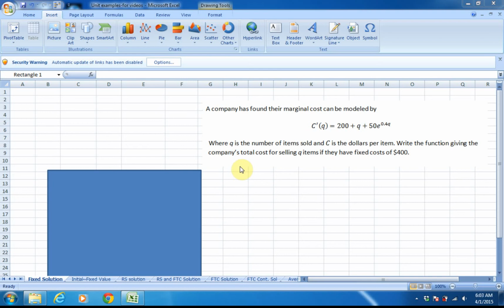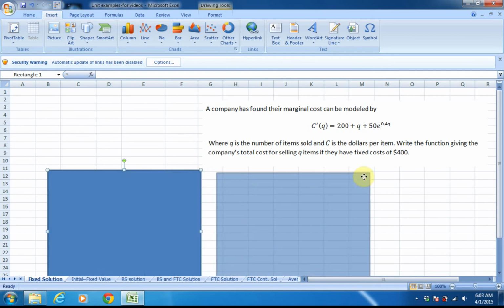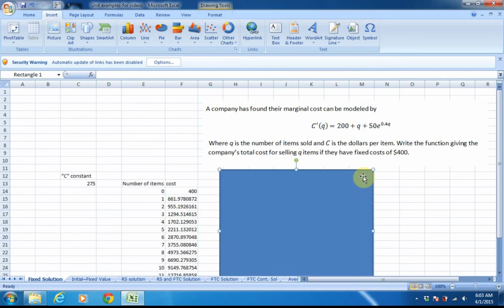All right, so hopefully you're coming back, and at this point you've anti-differentiated C prime of Q, and you have the antiderivative there, and more than likely you have a big plus C at the end of it. So I want to show you a couple of things here that we have going on.